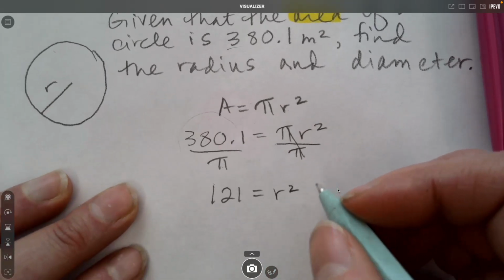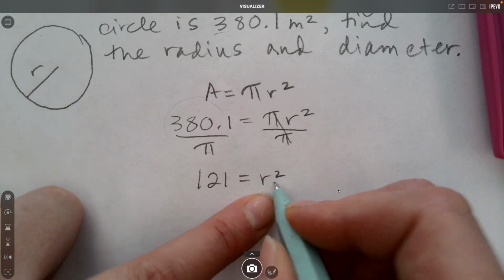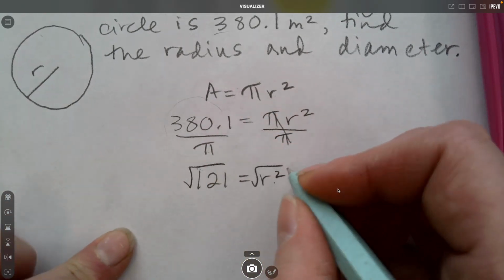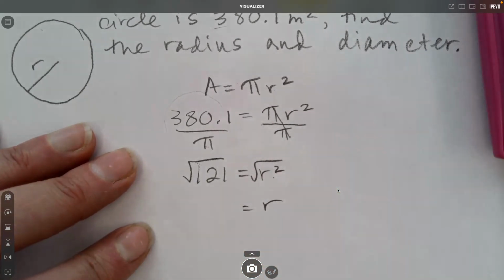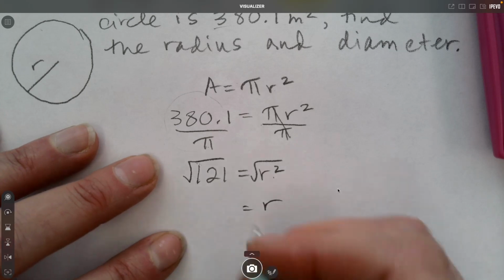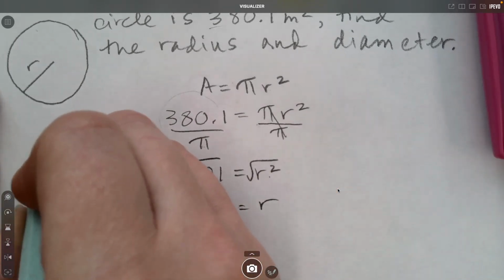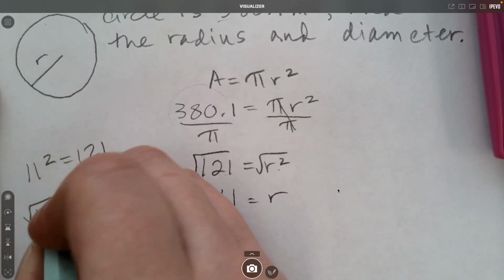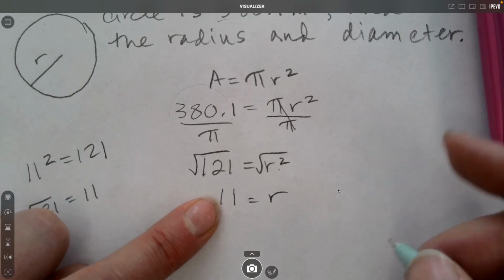We haven't solved a lot of equations like this yet this year. But when I have something that's squared, what I need to do is square root both sides. If I have a square and a root, I'm just going to have r. We're not going to worry about negative answers here because we're looking at a circle. And the square root of 121 is 11, because 11 squared equals 121. So 11 is going to be the length of my radius.